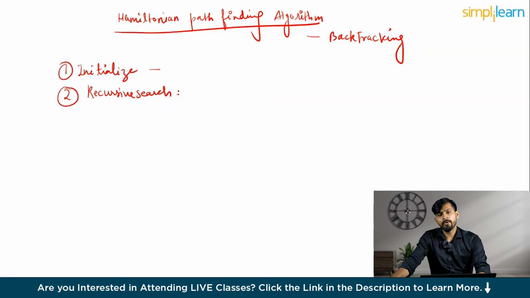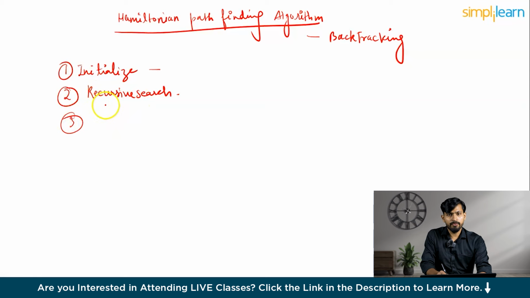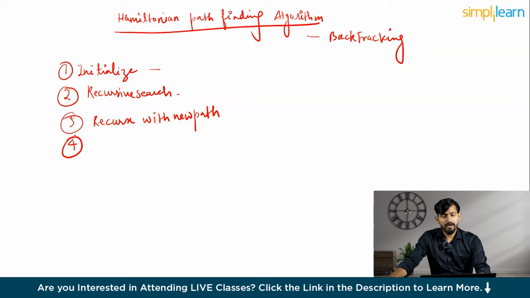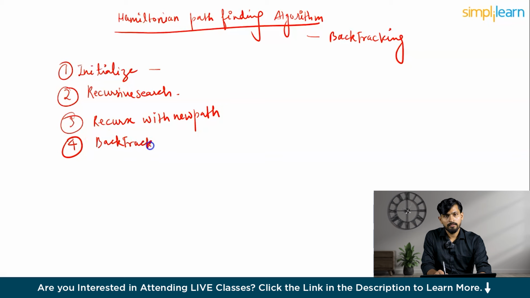In this we are going to explore all the adjacent vertices. For each adjacent vertex, if it is not visited, then we are going to add it to the current path and mark it as visited. Then at step 3, we are going to recurse with the new path. And finally at step 4, we are going to backtrack by removing the vertex from the path and marking it as unvisited.